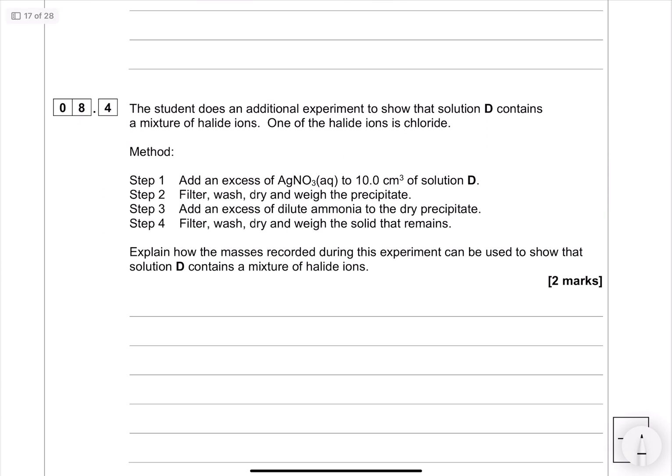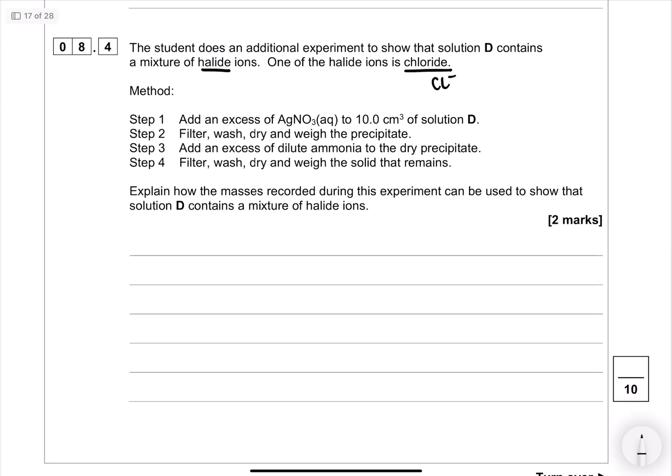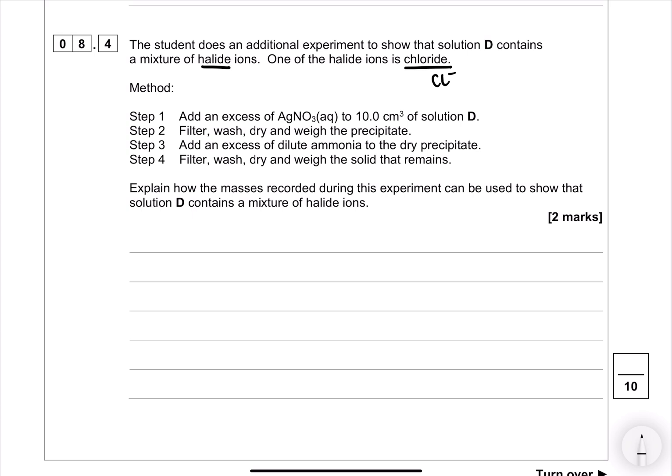The student does an additional experiment to show that solution D contained a mixture of halide ions. So we think that one of them is chloride, but it was pale yellow, so we think that one of them might be iodide. So we added an excess of the silver nitrate to the solution, and we filtered, washed and dried and weighed the precipitate. We then added dilute ammonia and filter, wash and dry and weigh the solid that remains. Explain how the masses recorded can be used to show that the mixture contains a mixture of halide ions.